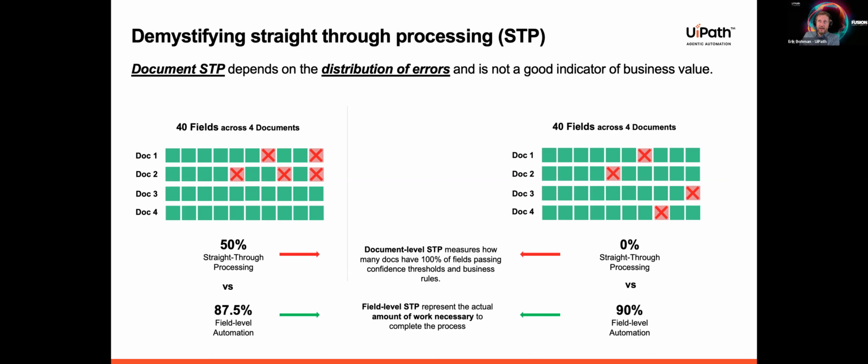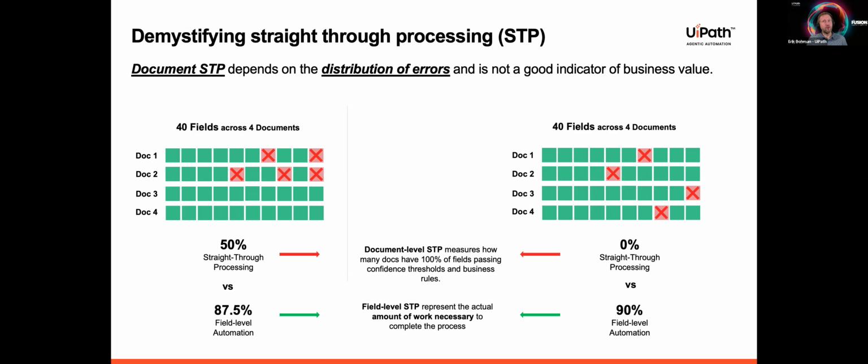If we look at the right side, we have a different set of 4 documents, a little bit of a different distribution of these weak points. So the machine now is asking for 4 fields to go in front of a human. But it so happens that each of these documents have one of the fields that need to go in front of a human.